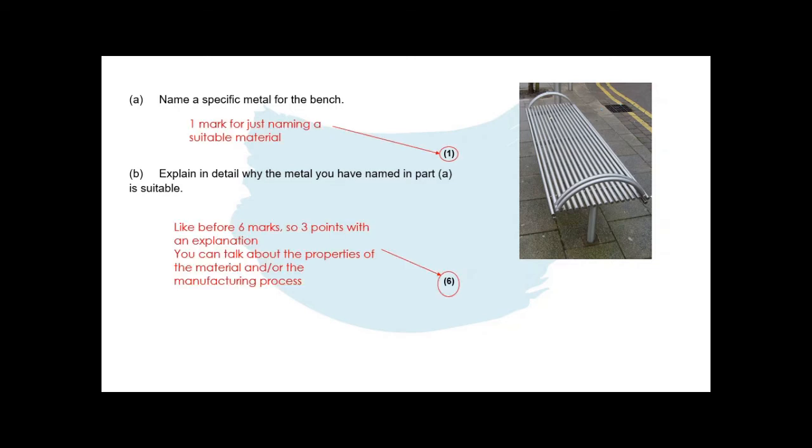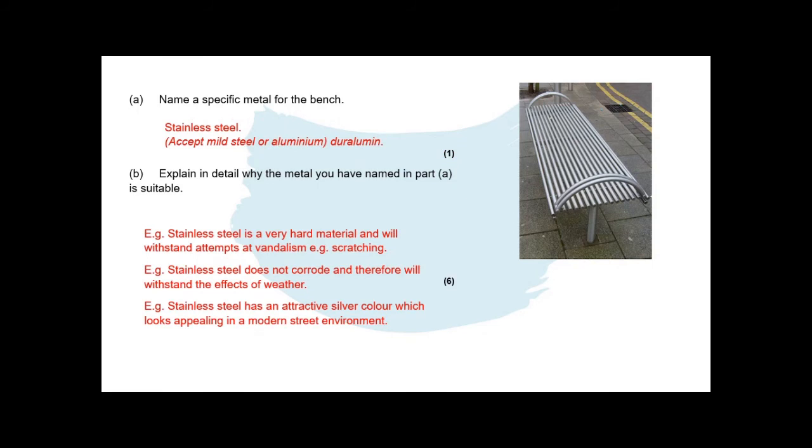So the first question: name a specific metal for the bench. That's 1 mark, dead simple. That is just name a suitable material and no explanation needed. The next one: explain in detail why the metal you named is suitable. That is 6 marks. So like before, 3 points and then an explanation for your second point gets you 6 marks in total. You can talk about the properties of the material and/or the manufacturing processes as well, because it's not specified exactly, it will be up to you, it's fine.